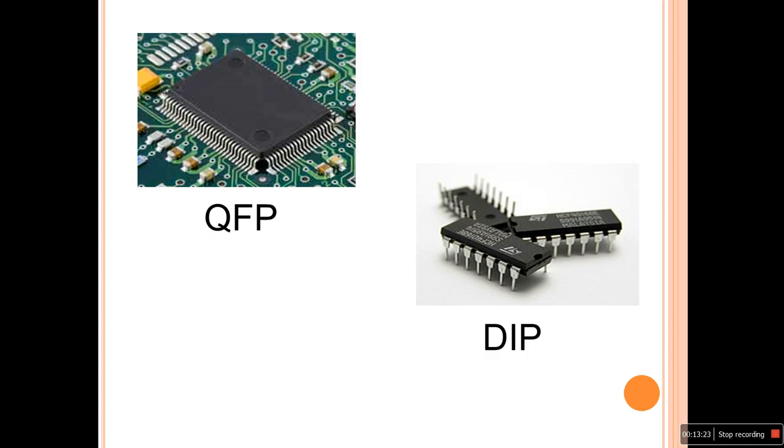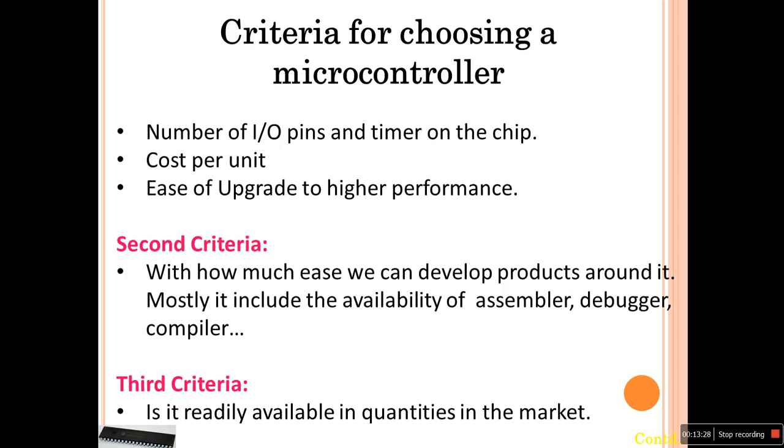Here you see the QFP and DIP. Other criteria are the number of I/O pins and timers on the chip, cost per unit, and ease of upgrade to higher performance. Another criterion is the ease of development of products around it. Mostly some tools are available. Sometimes the debugger, assembler, or compiler are available freely, so that will reduce our cost. Also, if we are choosing a microcontroller, we make sure that it's readily available in our local market.